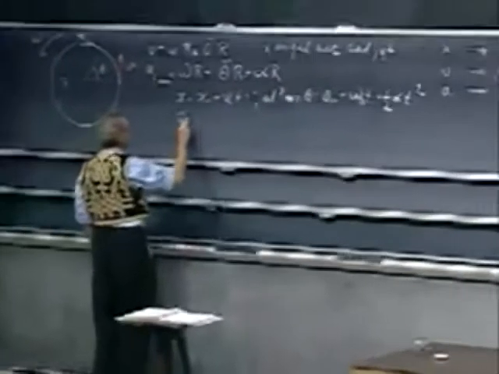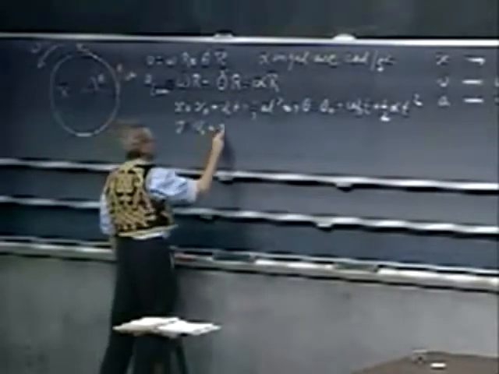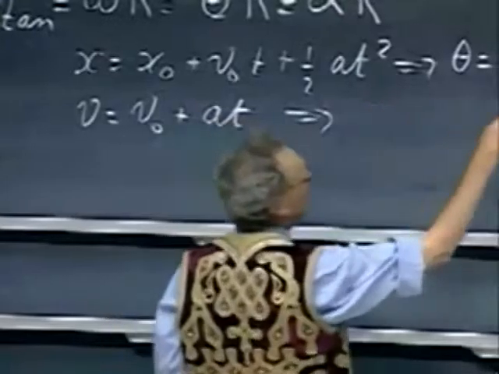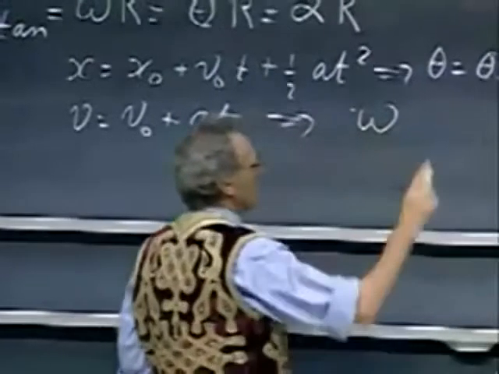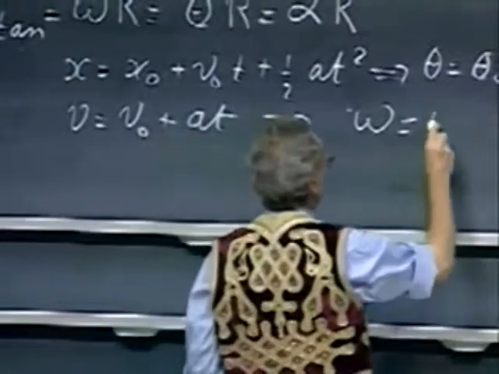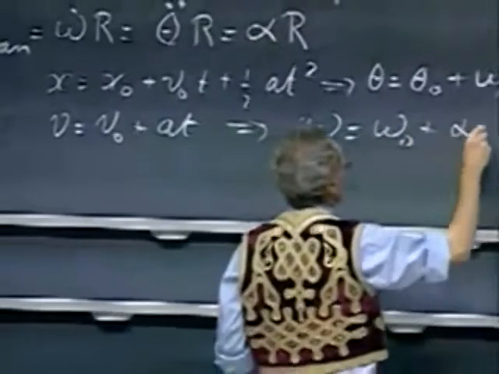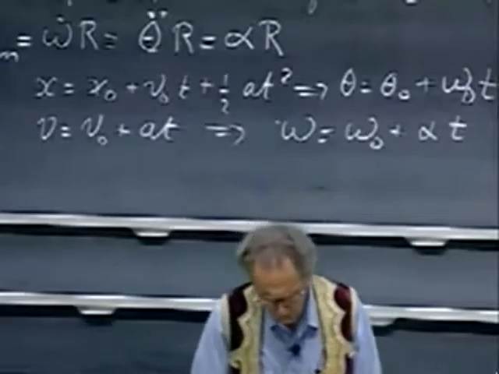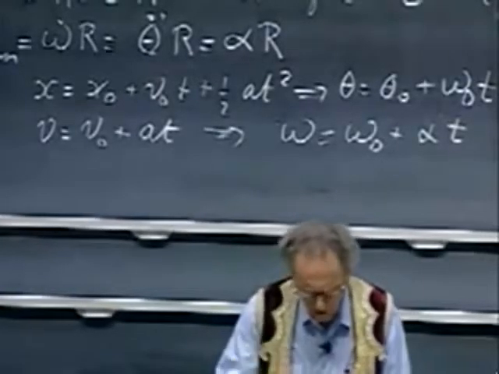And the velocity was v0 plus at. That now becomes that the velocity goes to angular velocity omega equals omega 0 plus alpha t. So there's really not much added in terms of remembering equations.